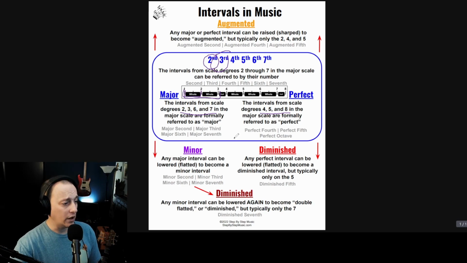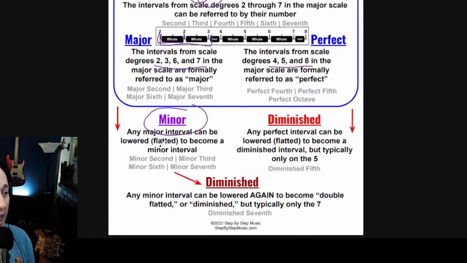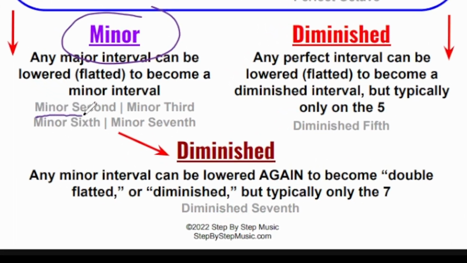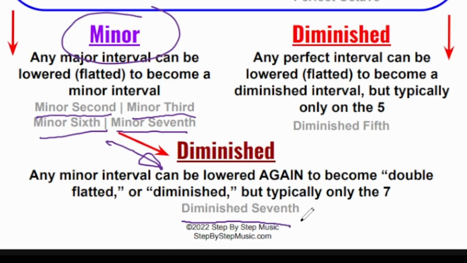Moving on, we can go ahead and look at the minor section here. Bringing it down, any major interval, when flatted, can become minor. We have the minor second, minor third, minor sixth, minor seventh. Going down from there, sticking on minor for a second, if we bring it down one more time and flat it again, we can have a minor interval flatted to become diminished, typically only seen on the 7. I've only listed diminished seventh here in gray and white for you.